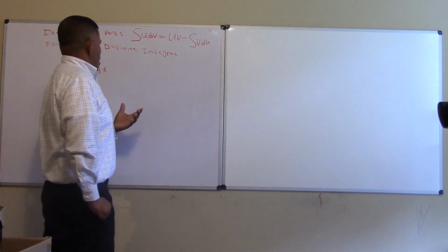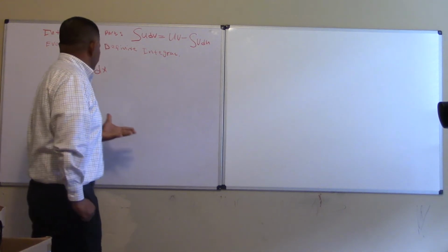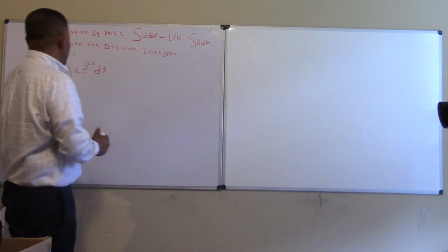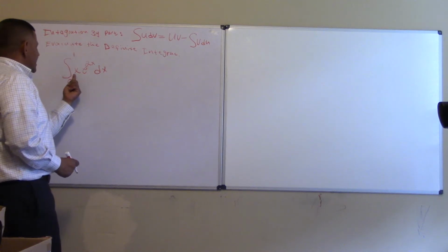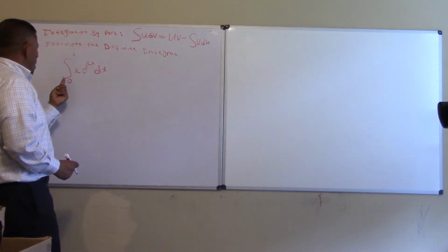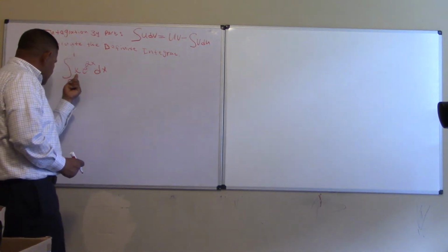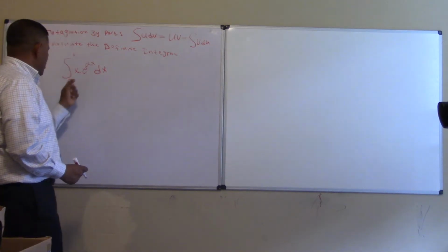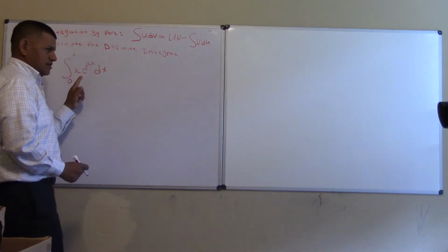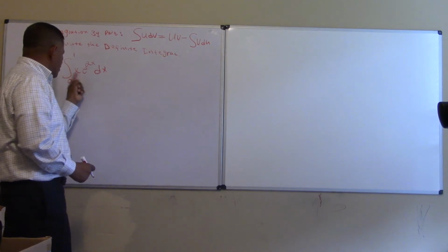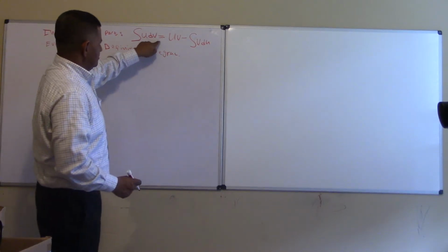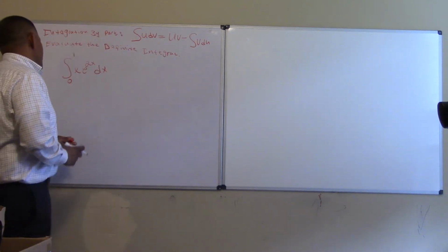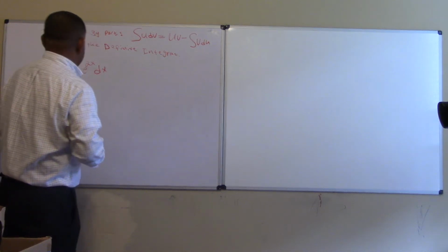Now, how do I actually solve this problem? How do I use this tool to solve this problem? I got the integral of x times e to the 2x dx. So I have multiplication going on here. Anytime you see multiplication going on, you better start with this tool. Okay, now let's do this quick.